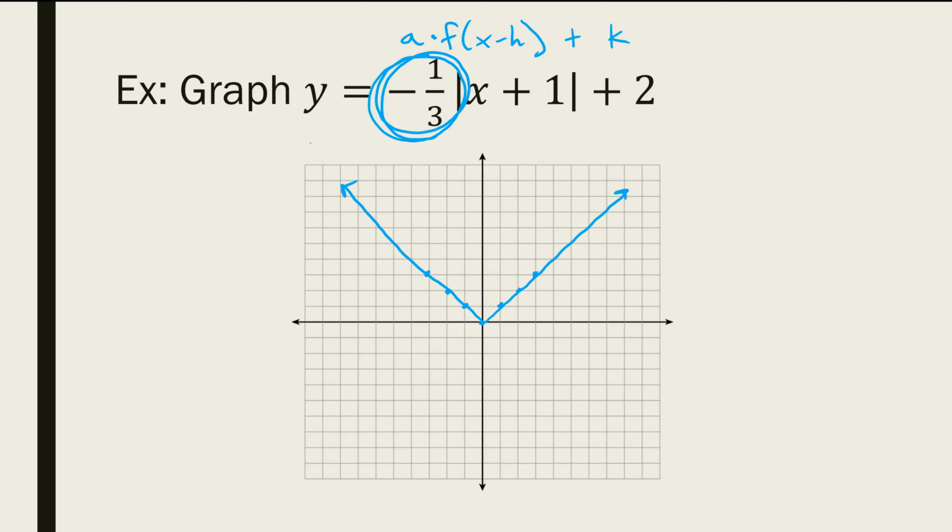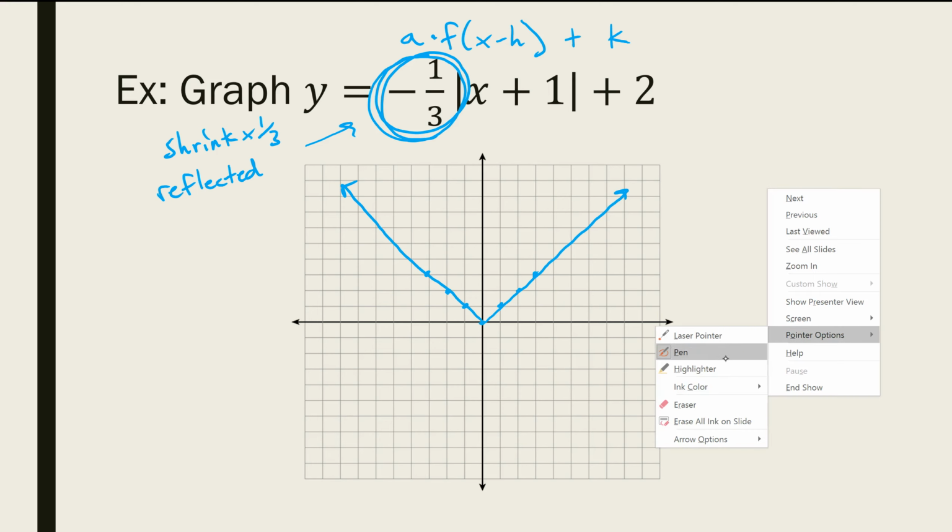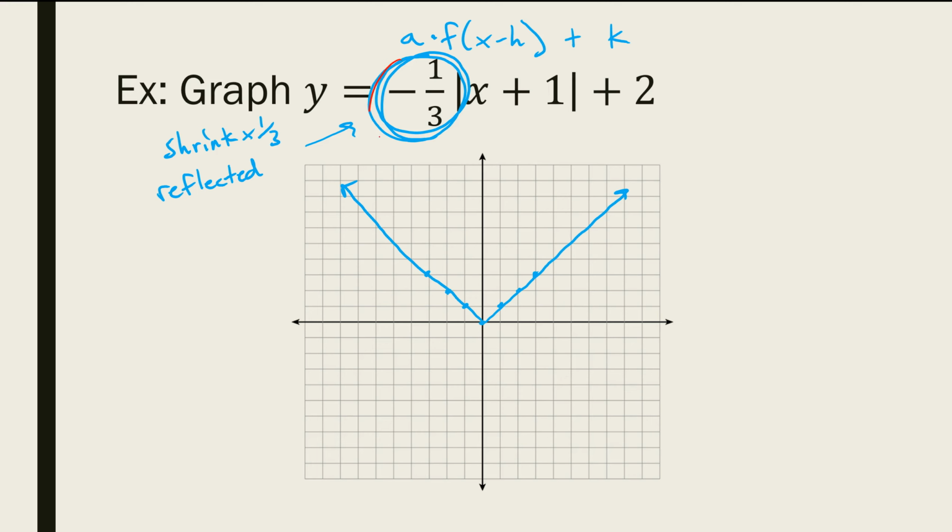So first, I'm going to deal with this -1/3 as I'm thinking about how I'm going to manipulate my parent function. -1/3, remember, means that I am shrinking by 1/3. It also means that I am reflecting. So here's what that looks like, and let me just change colors so that we can kind of see what we're working with. I'll do the multiplications in red.